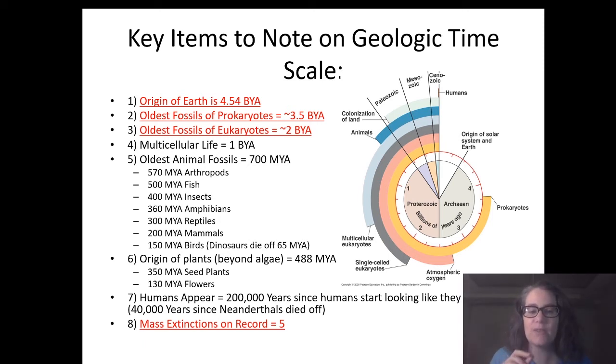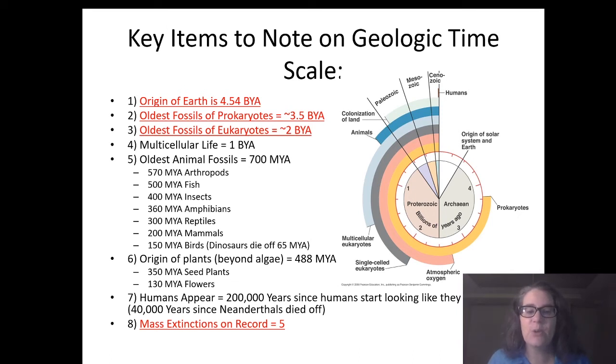I do want you to know that the origin of the Earth is, we think, about 4.54 billion years old, and so I want you to know that particular date. Some of these diagrams will show 4.6, but my geologist friends prefer the 4.54 billion years ago date.